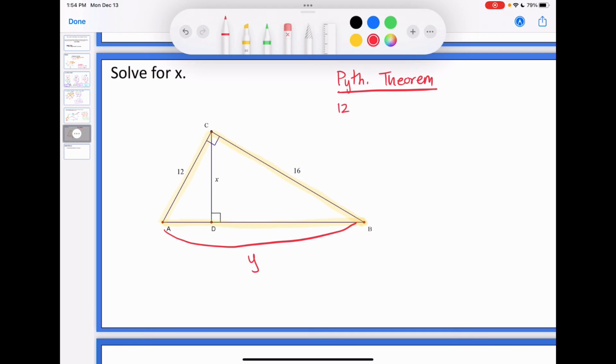So leg 1, 12 squared plus 16 squared equals y squared, right? From that big whole right triangle. So that means I have 144 plus 256 equals y squared. 144 plus 256, 400 equals y squared. Square root both sides. Y equals, square root of 400 is 20. Technically, we could write plus or minus 20, right? But this is a side length, so negative doesn't make sense. So positive 20. So this whole thing equals 20.